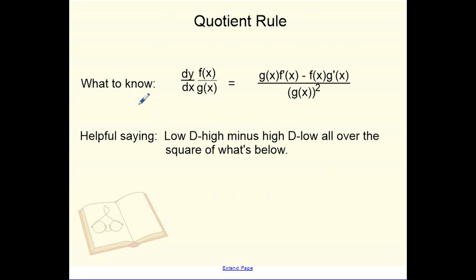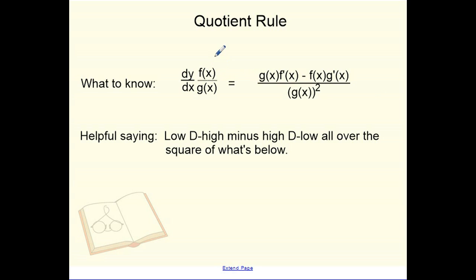Now let's go on to the quotient rule. So the quotient rule is when we are going to take the derivative of one function of x over another function of x. And when we do that, we're going to have this. So if we have f of x over g of x, the derivative of that is going to equal g of x times f prime of x minus f of x times g prime of x all over g of x squared. So we have another saying for the quotient rule to help us remember what that is.